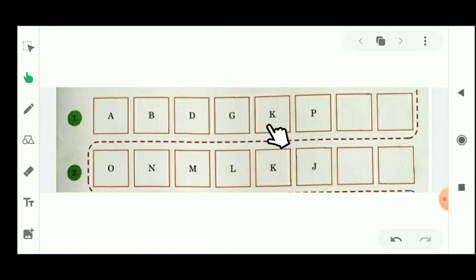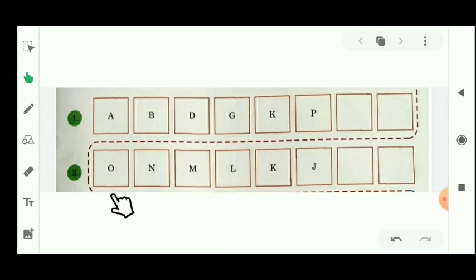Then G to K. G to K means H, I, J, that means three letters are missing. Then K to P, that means four letters are missing. Then P to the next letter, that means five letters will be missing, and then six letters will be missing. That means here you can see 0 letters, then B to D 1 letter, then D to G 2 letters, then G to K 3 letters, then K to P 4 letters. That means next will be 5 letters missing and next will be 6 letters missing.